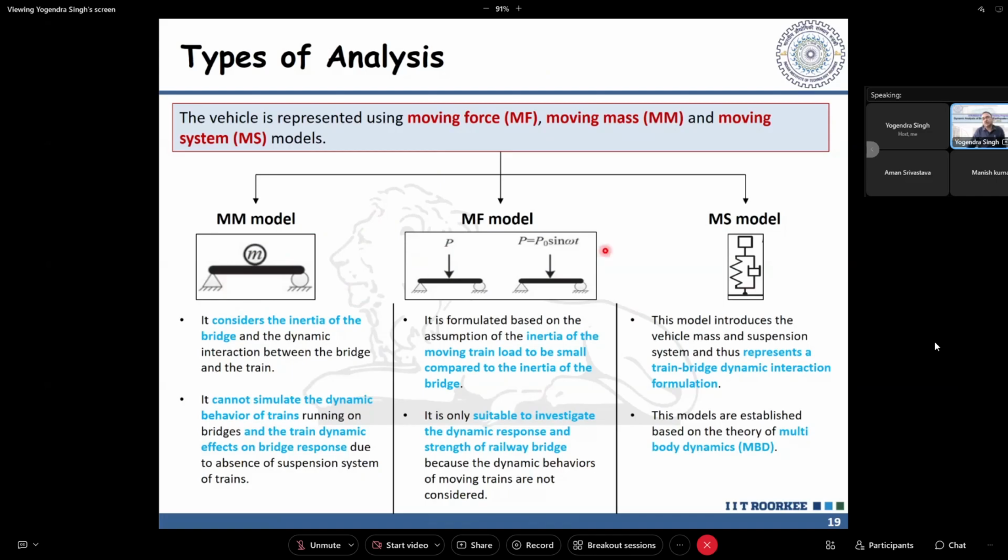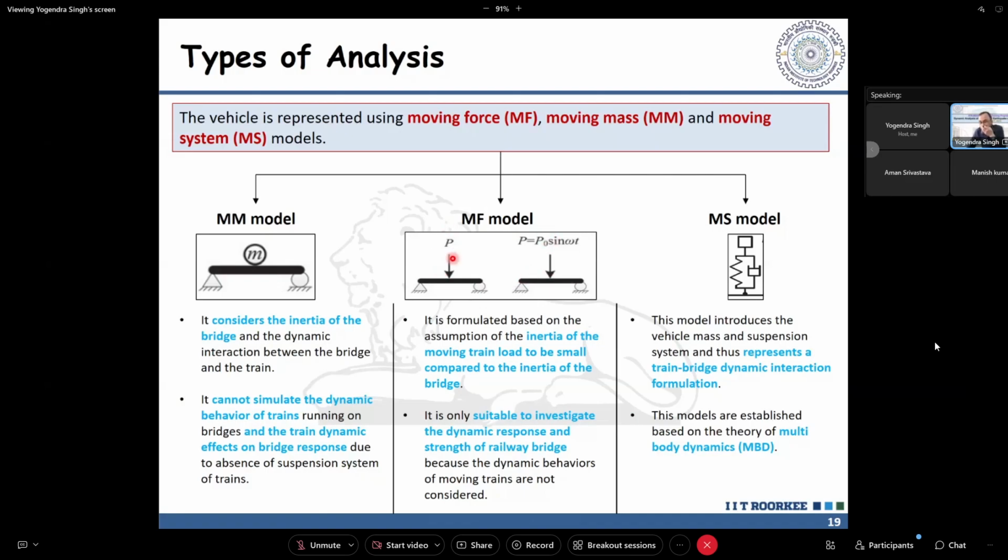So if we think from the point of view of numerical modeling, then three types of models are used. One is the moving mass model, MM model. Moving force model, MF, and the moving system. So here we consider the train system. The simplest is this moving force model, where we consider that the train wheel is acting like a concentrated load, which is moving with time. Or we can consider that it is moving in a sinusoidal manner. So these are the two possibilities.